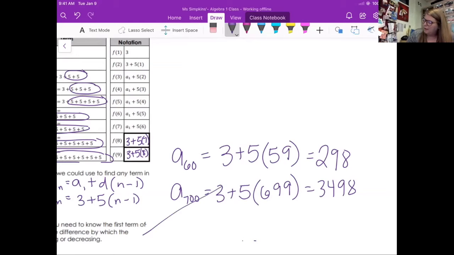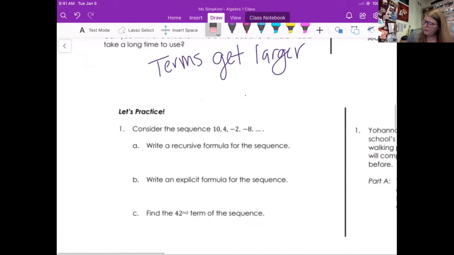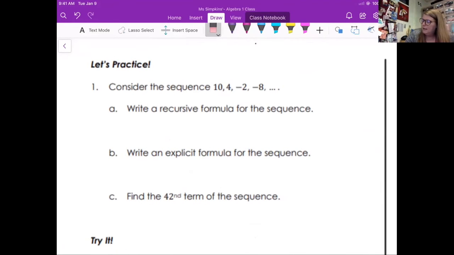Yeah. Okay, so let's look at a couple examples. So here's a sequence, 10, 4, -2, -8. So before we do anything, what is happening?